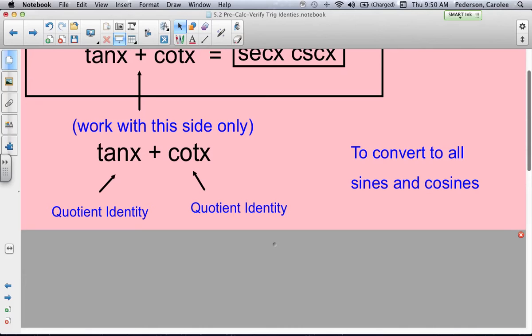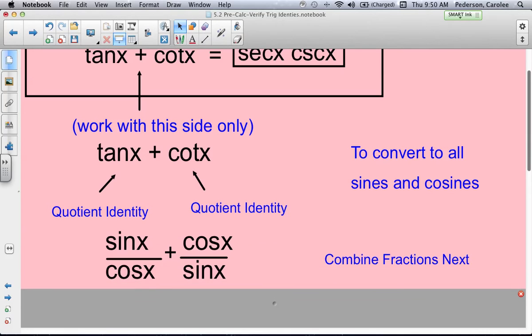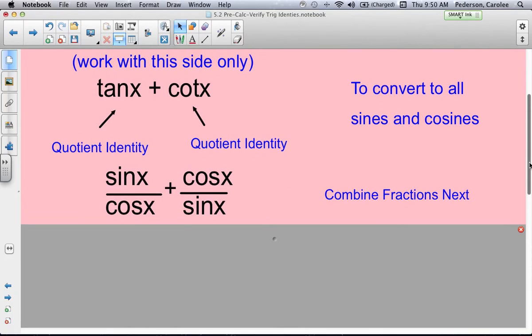And the cotangent of x can also be rewritten with the quotient identity. And what's that one? 1 over tangent is the reciprocal identity. Very good. Quotient identity again says that now it's cosine of x over the sine of x. So here's the quotient identity and the quotient identity.